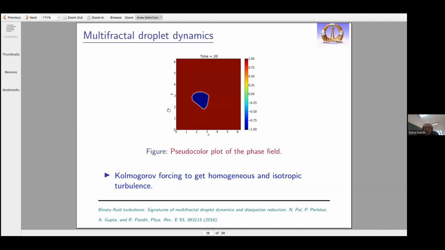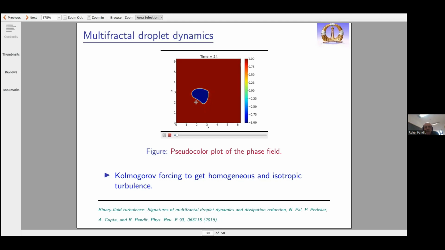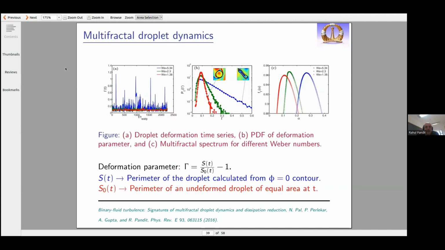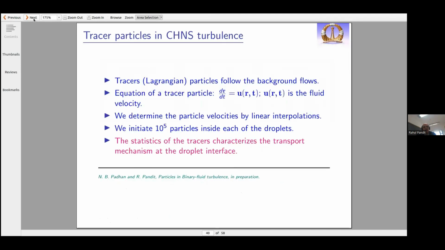And this is some old work that I did with Nairita, Prasad, and Anupam. So if you have a droplet, you see that this is how a droplet behaves. It fluctuates quite a bit. And if you characterize those fluctuations by calculating the deformation of the boundary, I won't define it in detail. It's a dimensionless measure of the perimeter. Then it fluctuates rapidly and indeed is multifractal, and we characterized the multifractality by finding the full singularity spectrum. But that's not what I'm going to talk about today, because I want to put in particles.